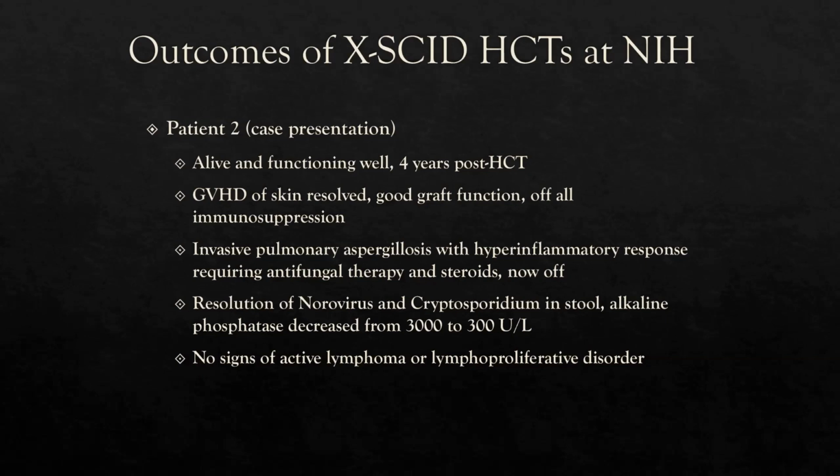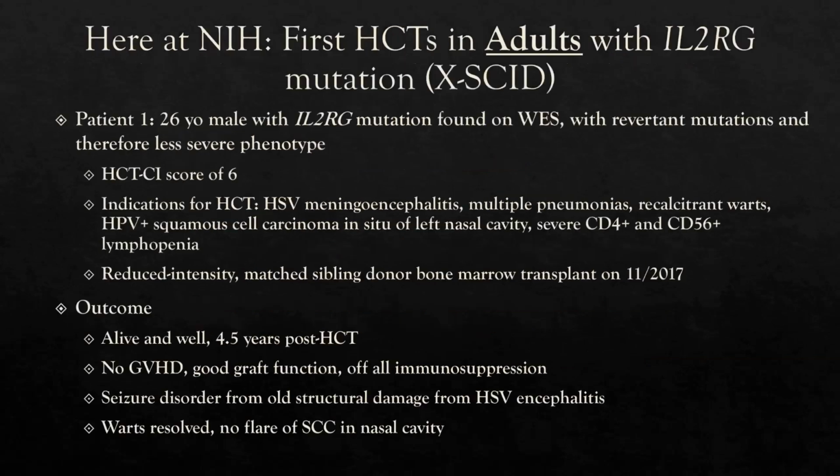He's had resolution of his chronic infections and no signs of any of the many lymphomas and LPDs he had in the past. He, though, was actually the second adult patient with XSCID that we transplanted at the NIH, and I don't know of others in the world that have been transplanted, but the first was actually a 26-year-old man who had revertant mutations leading to a less severe phenotype, high risk with a comorbidity index of 6, multiple indications for transplant, including a history of HSV meningoencephalitis, and a squamous cell carcinoma, HPV-associated squamous cell carcinoma of his nasal cavity.